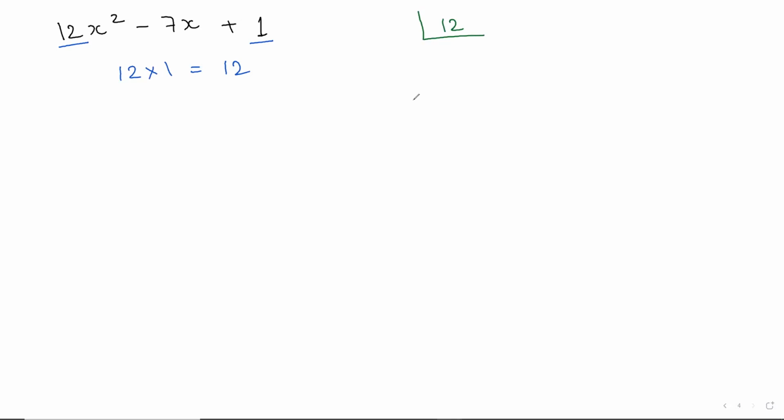Okay. Hamna, think about it like this. I should find two numbers. Listen to this again. I should find two numbers such that their product is 12. Something into something will be 12. And when I add them or subtract them, I should get 7.